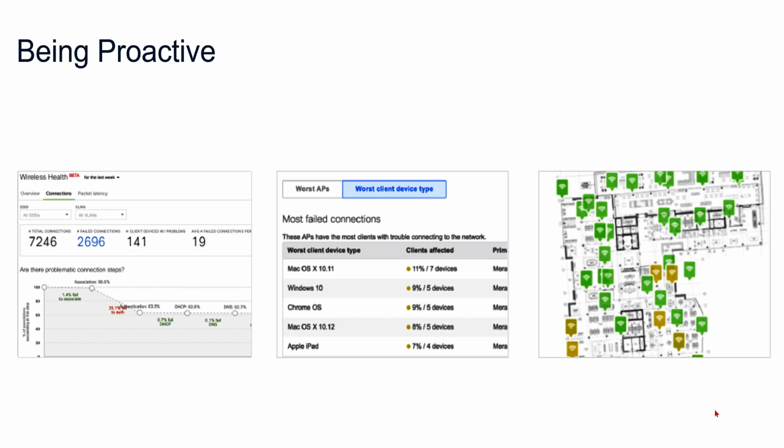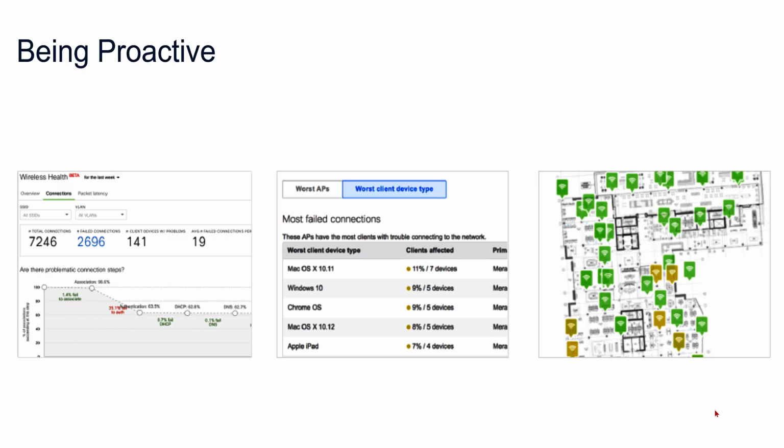At scale, that doesn't work because you're constantly fixing problems. So Meraki Wireless Health gives us the ability, based on data-driven optimization, to be proactive. So instead of waiting for failures, we're constantly analyzing the connection success rates, the failure trends, the client experience metrics.